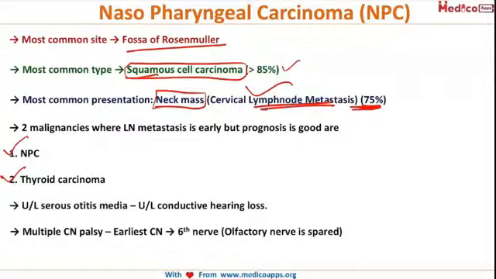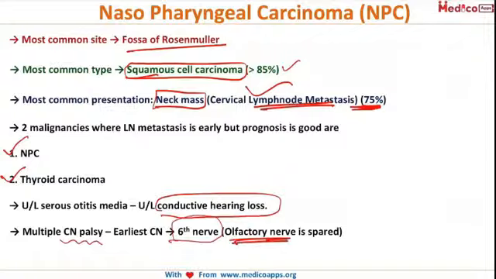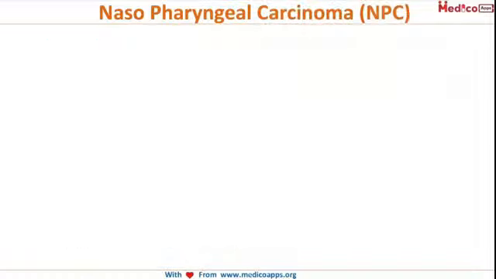Okay. Now, there is also unilateral serous otitis media resulting in unilateral conductive hearing loss, and whenever there is multiple cranial nerve palsy, the first cranial nerve to be involved in this condition is the sixth nerve, that is the abducent nerve, right? So the olfactory nerve is spared, although it is a nasopharyngeal carcinoma. The first nerve to be involved is the sixth nerve, which supplies the lateral rectus of the eyeball.